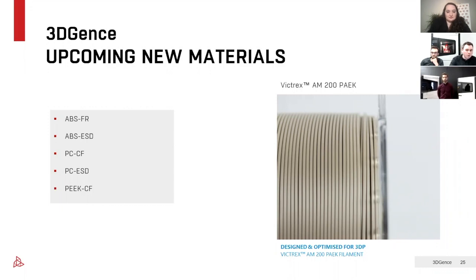Right now we are working with Victrex to introduce the AM200 PAEK material to our portfolio. This is also something that Philip mentioned, that many manufacturers of the filaments right now are taking a much closer look into optimizing their materials for 3D printing. Because at the end of the day, the functional print for the user is a good machine and a good material that will work perfectly as a duo in this solution.